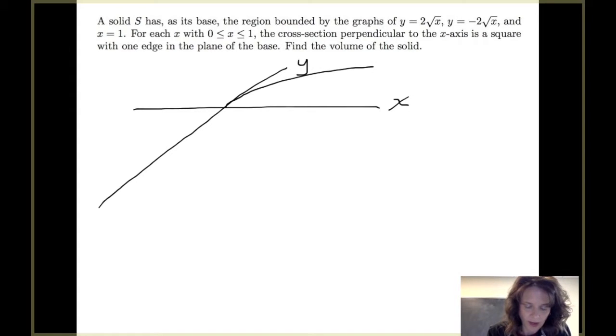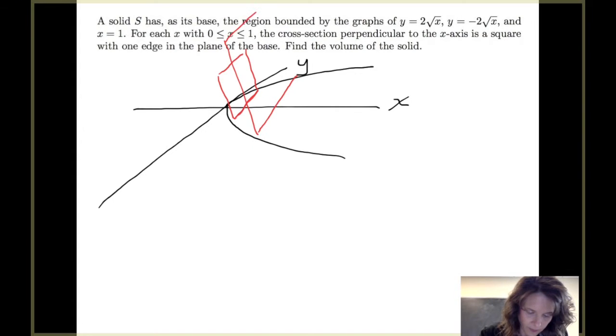Here's y equals a positive 2 times the square root of x. Here's y equals a negative 2 times the square root of x. And suppose I draw in my squares. So they're going to look like this. And we're going to see that as we get closer and closer to x equals 1, the squares get larger and larger. And you want to also consider which lines end up being parallel.